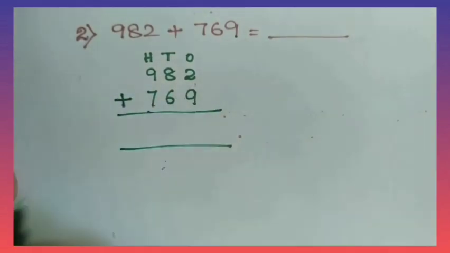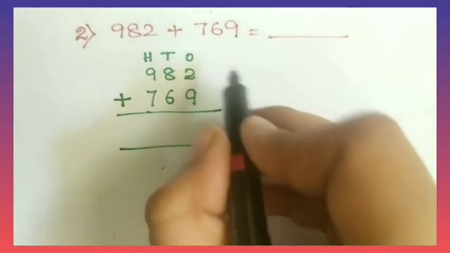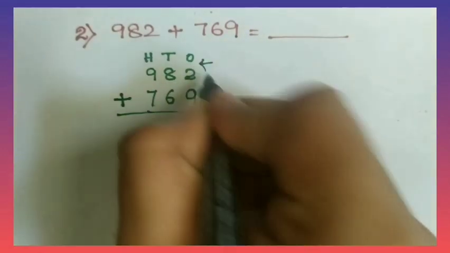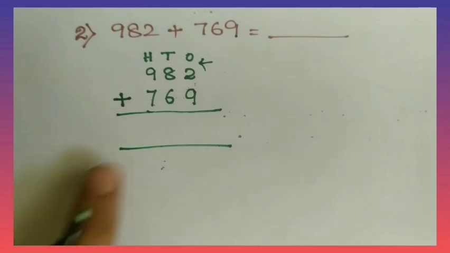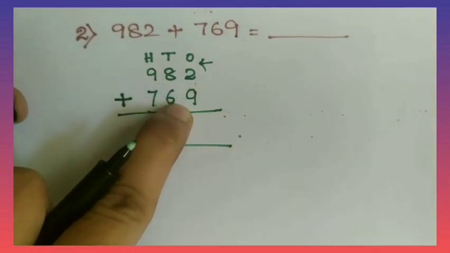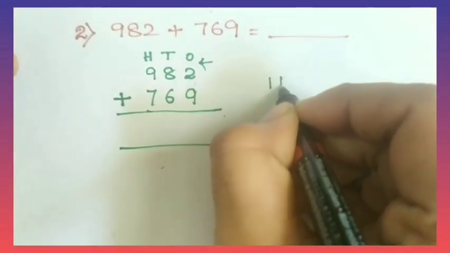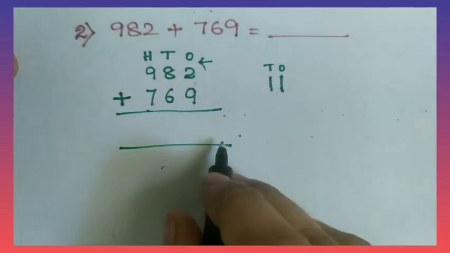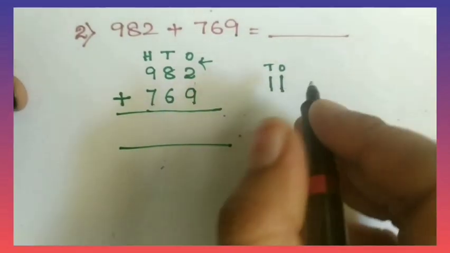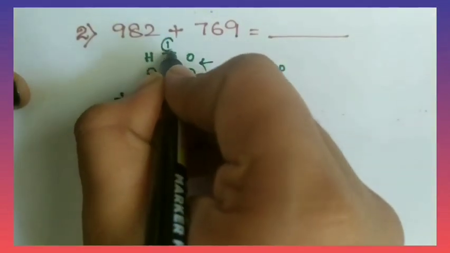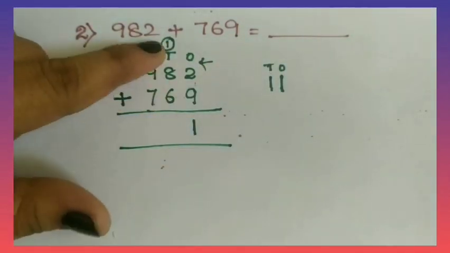This is the addition symbol. Okay. Look, whenever we are doing addition, we always have to start from the ones place. Which place? Ones place. What is the digit in the ones place? 2. Here 9. 2 plus 9 is 11. Since 11 is a 2-digit number, this is ones and tens. We have to write the ones here and the tens is taken as a carry to the tens place.